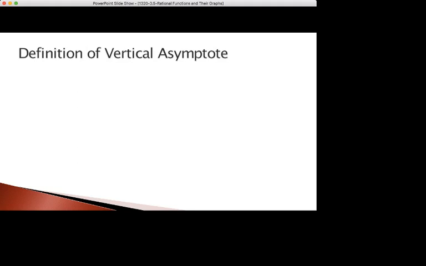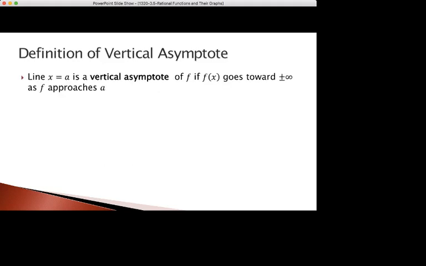Fun stuff. So, we've talked about the domain of rational functions, the definition of rational functions, and now let's talk about these vertical asymptotes. Okay? What is a vertical asymptote? The line x is equal to a is a vertical asymptote of f if f of x goes towards plus or minus infinity as x approaches a. Okay? What does that mean?